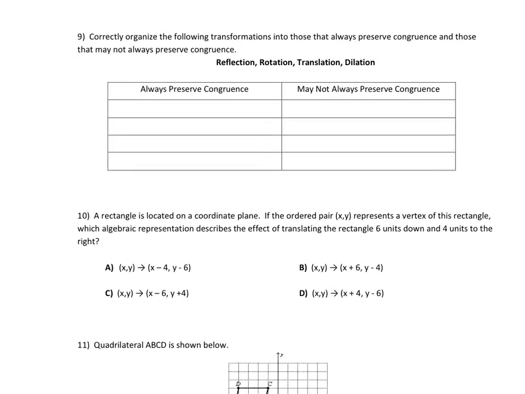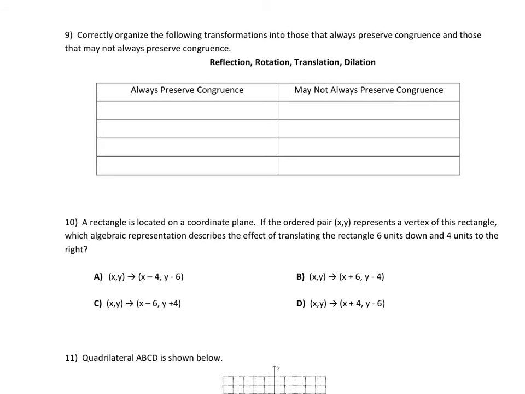Number 9, correctly organize the following transformations into those that always preserve congruence and those that may not always. Reflection is always going to preserve congruence. Rotation is always going to preserve congruence. Translation is going to preserve congruence. And our only one that doesn't is dilation.